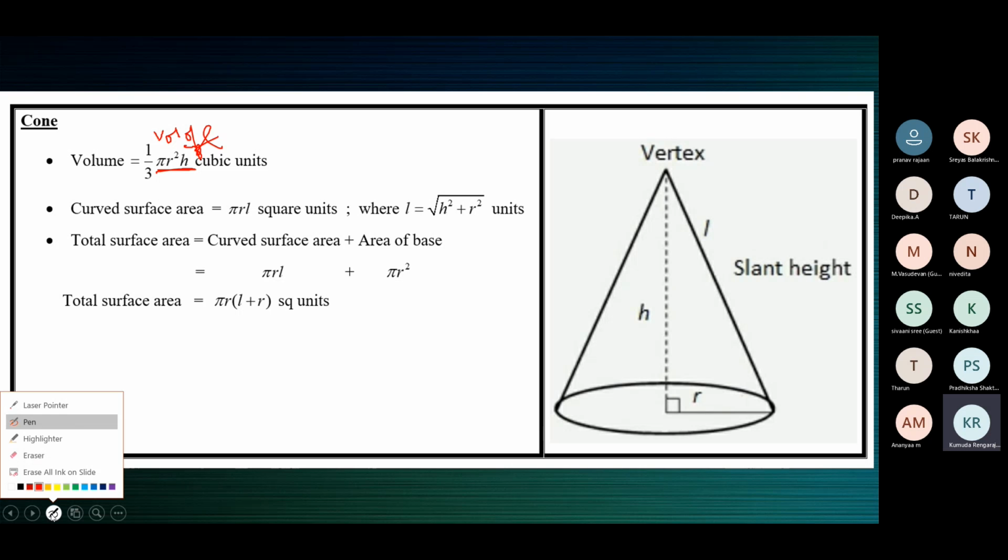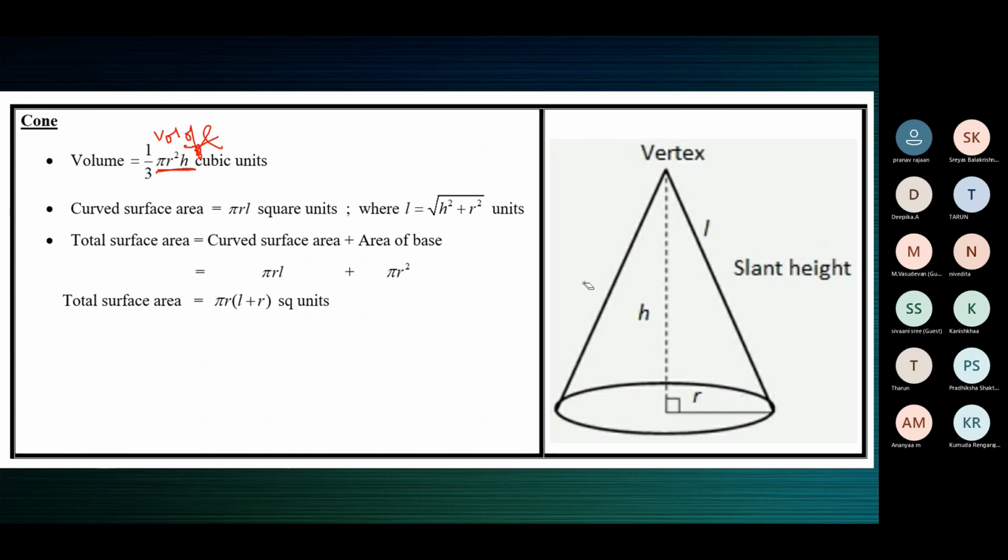Next, curved surface area. Now, before that, when it comes to a cone, we need to understand the meaning of these three letters: L, H, and R. H, as you understand, is the height of the cone. R is the radius of the cone. When you look at the cone, you can see the curved surface area of the cone and the area of the circle below. The cone is made up of these two areas, the curved surface area and the area of the circle.